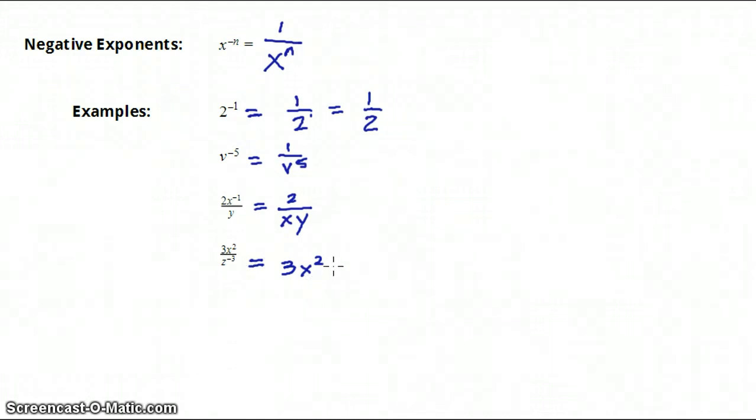So what I'm going to end up with is 3x squared z to the third power, and then really that'll all be over 1, but because it's a fraction over 1, I can just write this as a whole number and say that this is 3x squared z to the third power. Oops, look a little bit better there. So that is how negative exponents work.